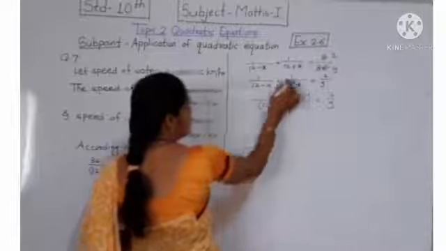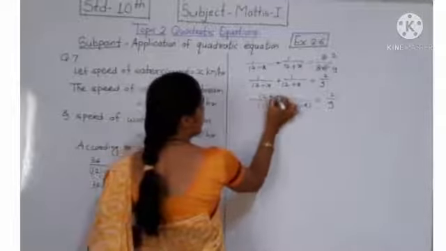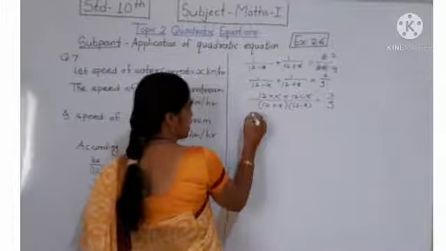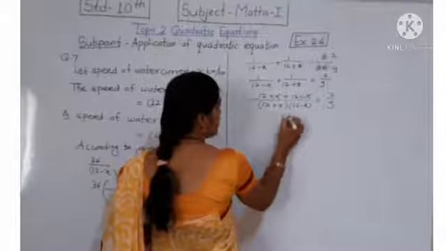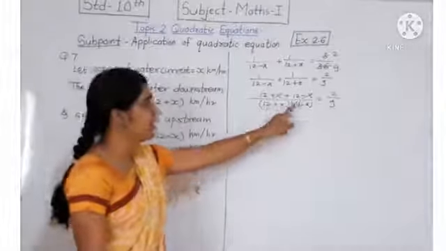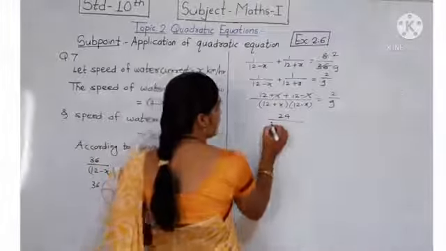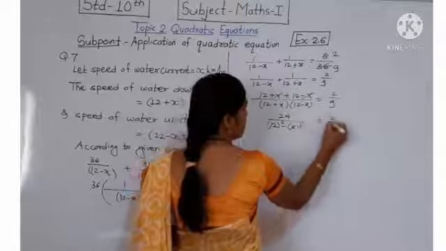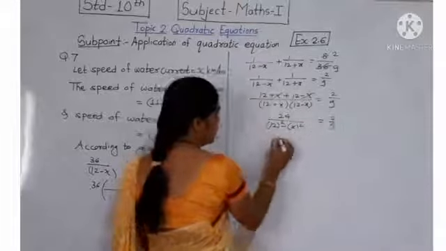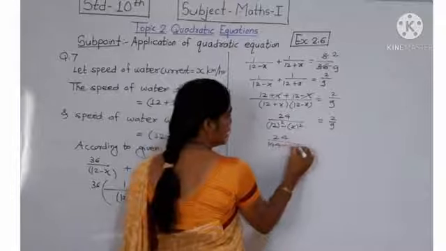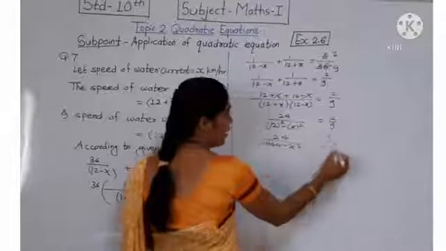Here 2 upon 9, and we cross multiply. 12 plus x plus 12 minus x. Plus x minus x cancel. 12 plus 12, 24 upon the denominator. See, a plus b into a minus b means a square minus b square, is equal to 2 upon 9. So here the answer is 24 upon 144 minus x square is equal to 2 upon 9.